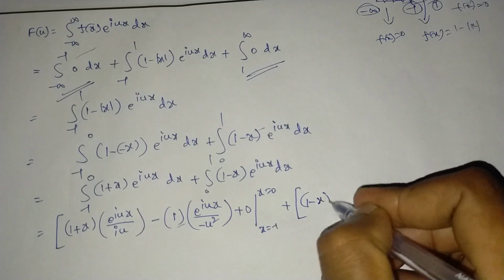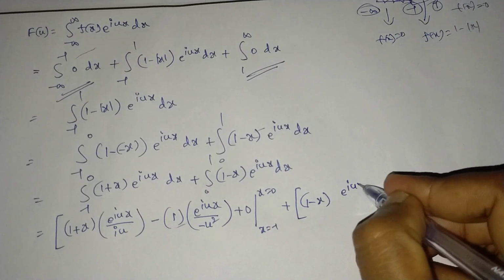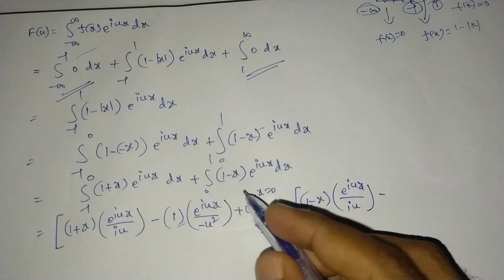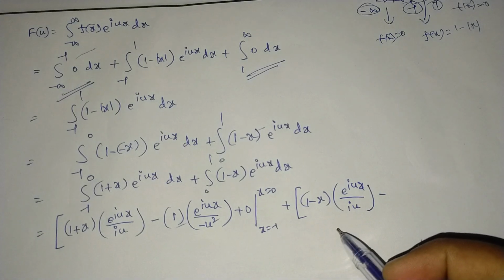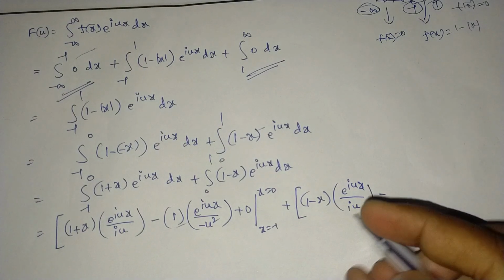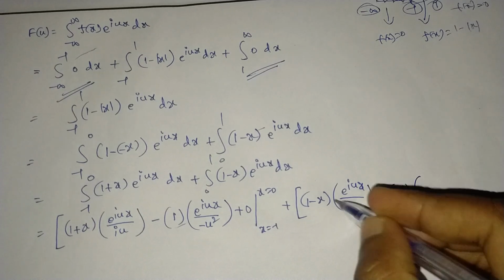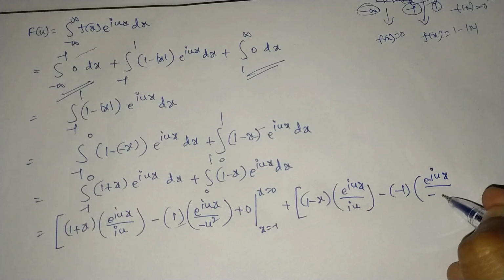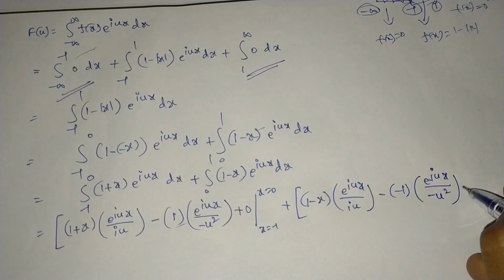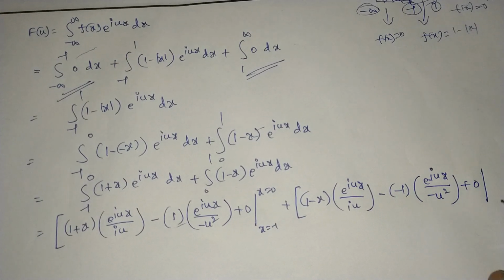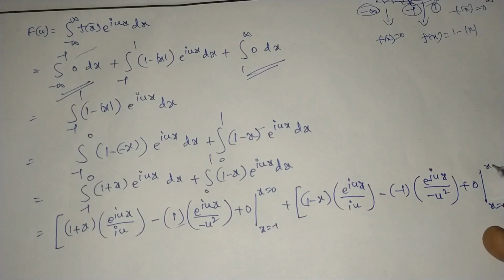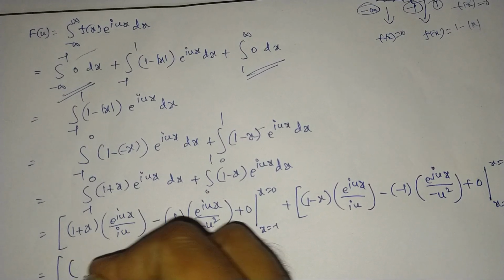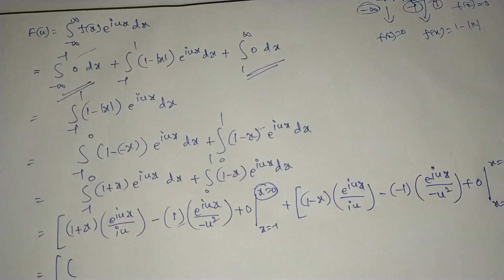So the first function and the integration of the second function is e power i u x by i u, minus, we perform differentiation and integration with alternative sign. The differentiation of 1 minus x is minus 1, and the integration of this is e power i u x by i square. i square is minus 1 into u square, plus the differentiation of minus 1 is 0. So now here we should find the upper limit, put x equals 0 here.